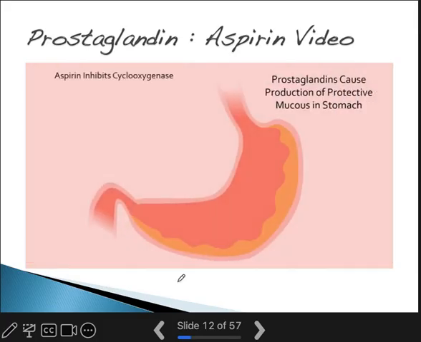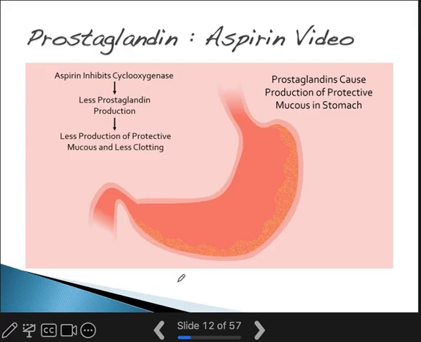On the other hand, aspirin also decreases production of protective mucus in the stomach, which means that stomach acid can burn through the stomach, leading to gastric ulcers and dangerous internal bleeding. Since there is also less clotting occurring, this side effect becomes even more dangerous.